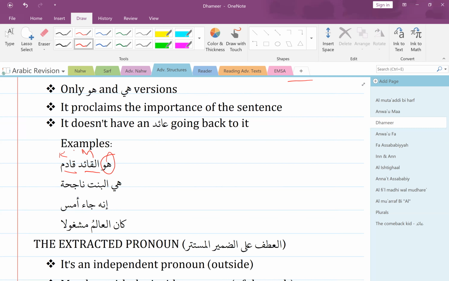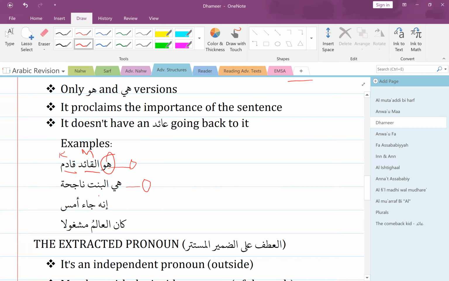Okay? Or here al-bintu najiha. Here al-bintu najiha. The fact of the matter is the girl is succeeding or winning, or I don't know how you translate najiha. Like najaha yanjahu, to succeed. So the fact of the matter is that the girl is succeeding, is winning, is becoming successful. So that's using huwa version. This is using here version.